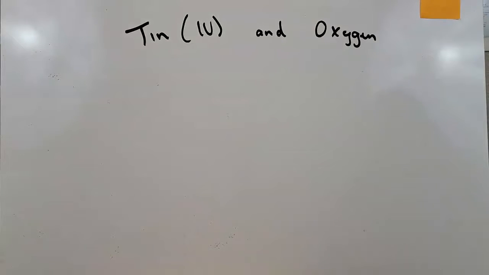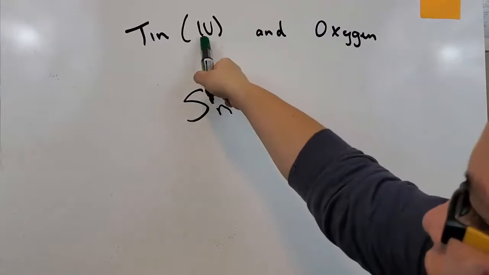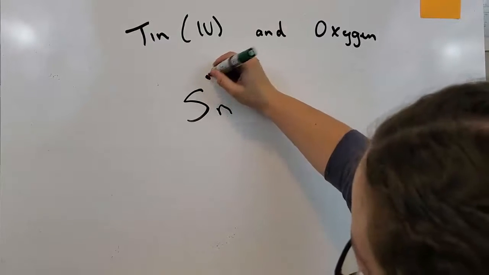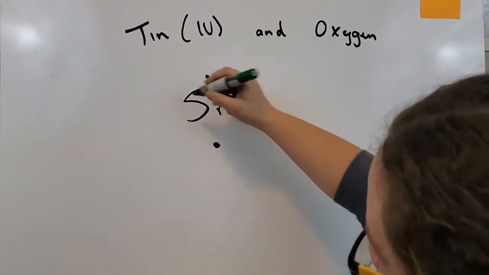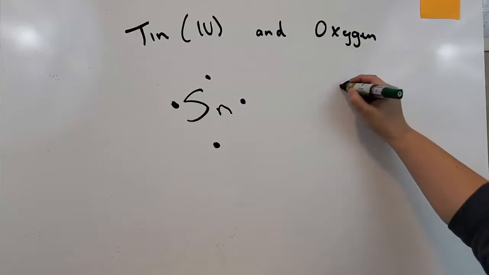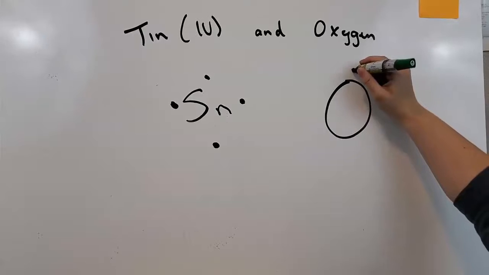So let's do another practice one. Let's figure out what the ionic formula would be if we combined tin(IV) and oxygen. The first thing is going to be to draw the electron dot diagrams. The symbol for tin is Sn. And since it has this Roman numeral 4, we know it has 4 valence electrons. It's going to be pairing with oxygen, and oxygen has 6 valence electrons.